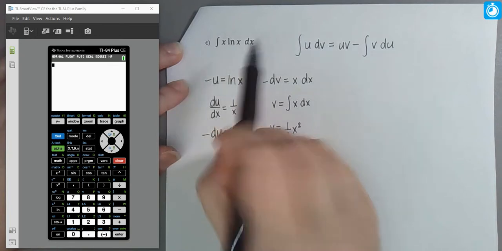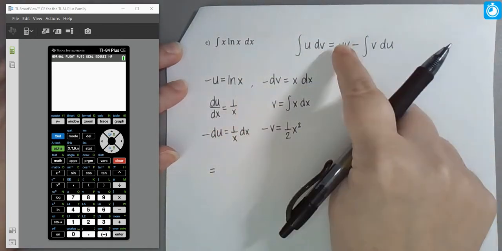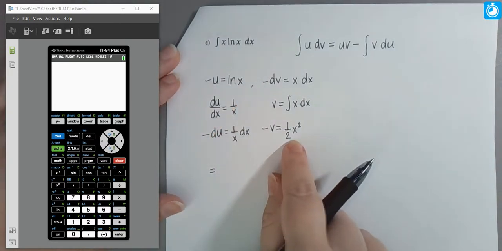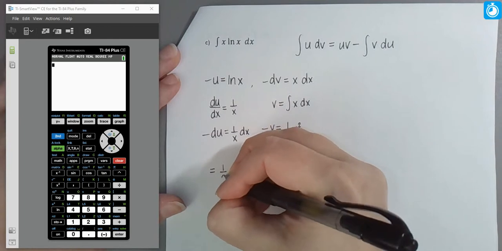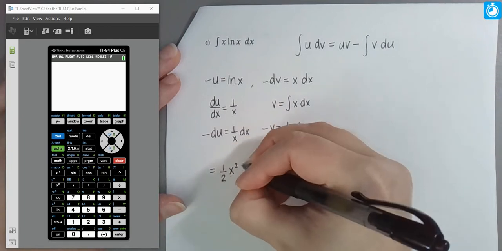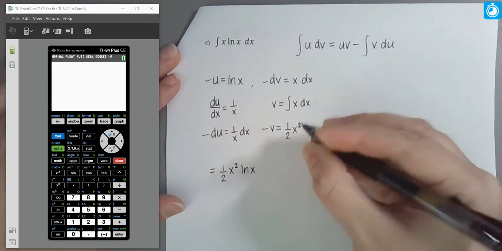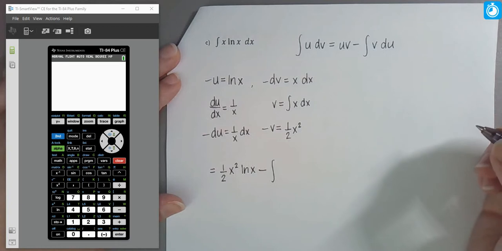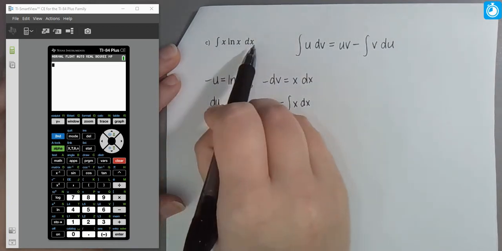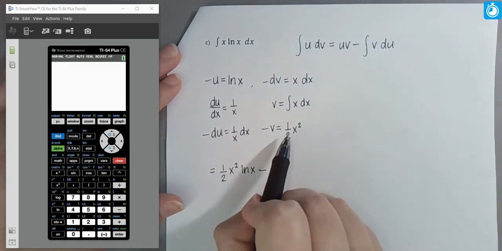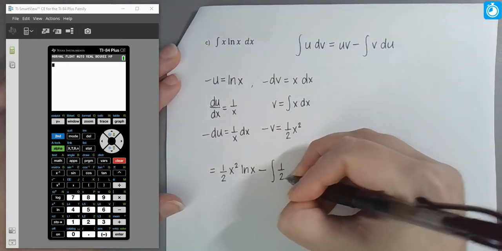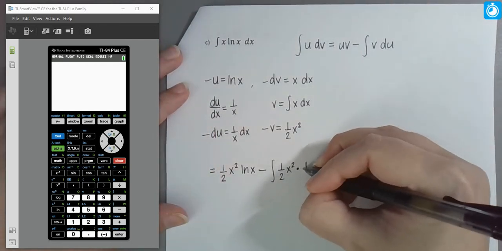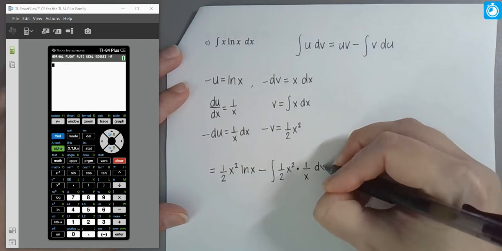So here's our u dv. It's equal to u times v, so natural log of x, times 1/2 x squared. So written in the more appropriate order, that's 1/2 x squared times the natural log of x, minus, here's the important part, we need for v du to be something that is now a simpler integral than the one we started with. So v is going to be 1/2 x squared, and du is going to be 1 over x dx.